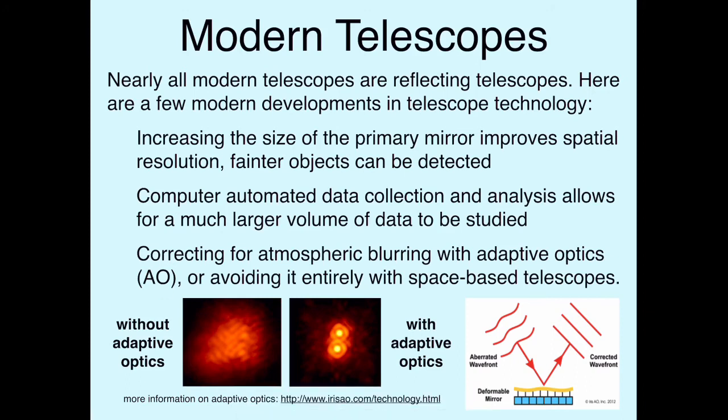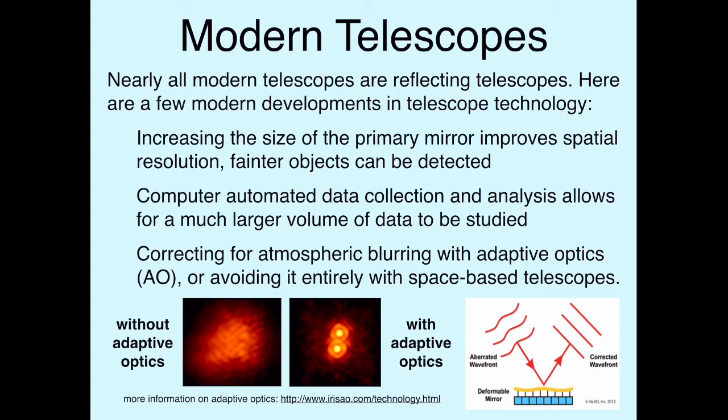So let me just show you an example of an image taken of two stars without adaptive optics, which looks like a complete mess. It's just a blur of light. You can't even make out each individual star, and that's because of the effect of the atmosphere in distorting the light that's coming in. With adaptive optics, when we correct for that, now you can very, very clearly see that there are just two separate stars there.